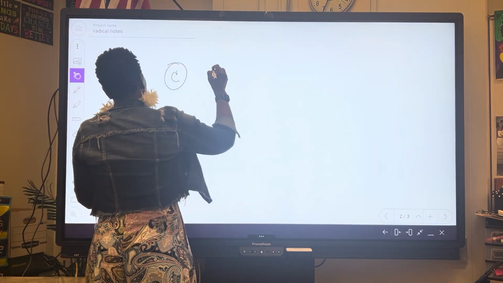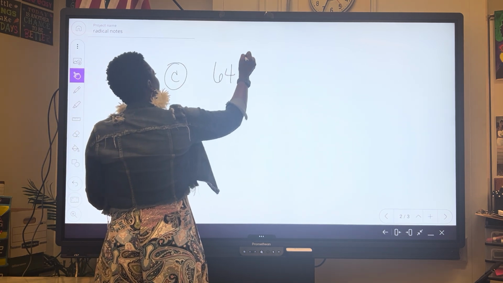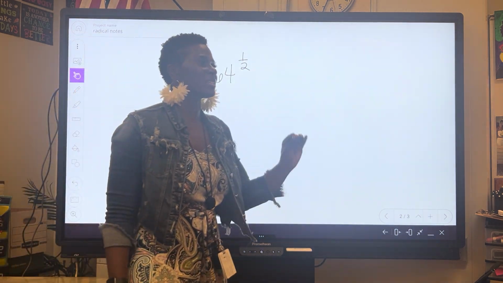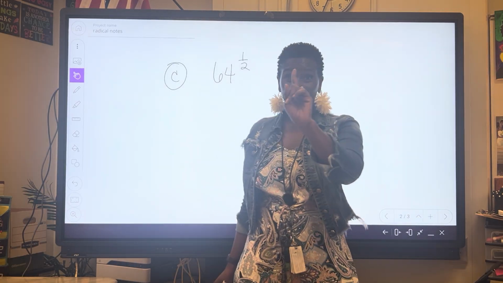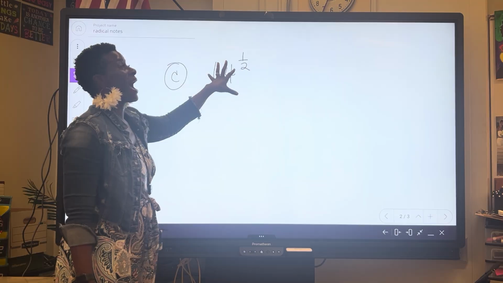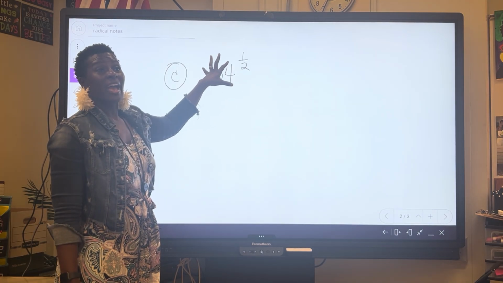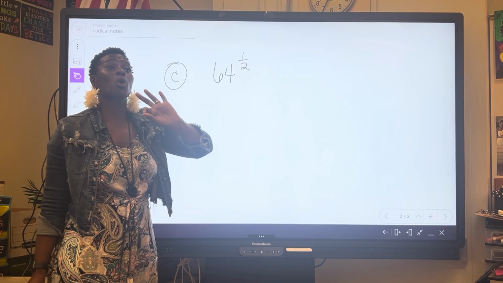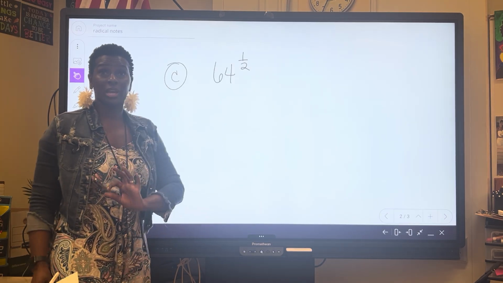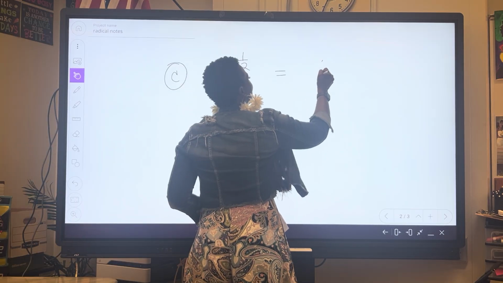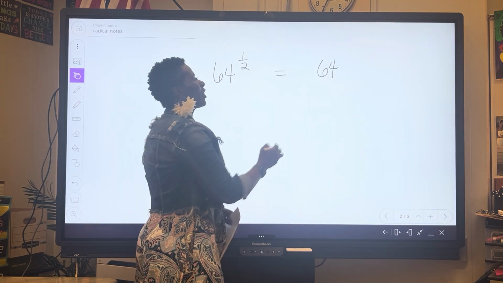C says 64 to the 1/2 power. Miss Stampley, what the heck is that? So watch this. I'm going to show you something. Anytime you have a number written to a fractional power, I'm going to show you how to rewrite it so that you understand it. Here's what it means. You're going to put the number inside the radical.